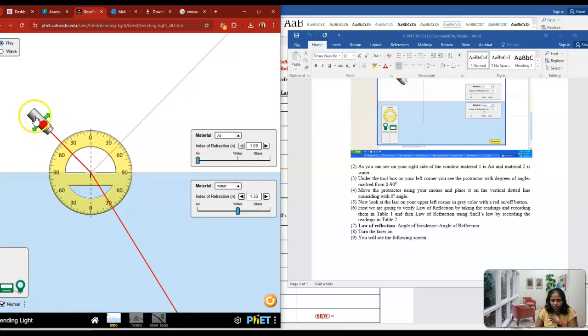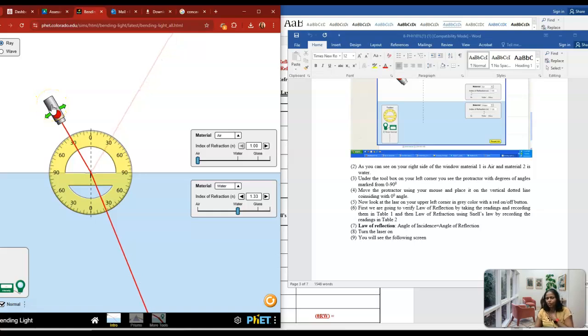Okay, in order for us to make our readings a little bit easier to understand, I just want you to move this to 30 degrees so that you can see what the angle of incidence is. The light is falling at an angle that is called the angle of incidence, and the one which is reflecting, at whatever angle it is, is called the angle of reflection, and this angle is called the angle of refraction.